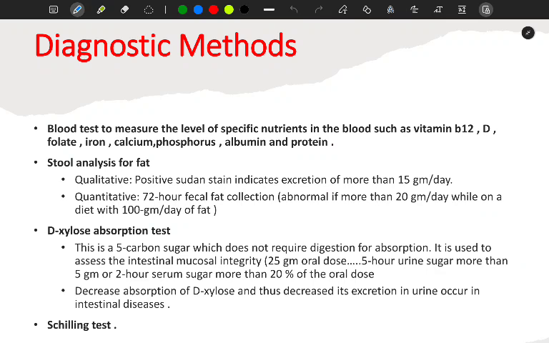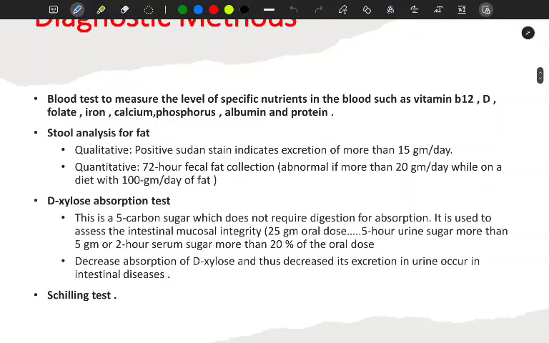This is malabsorption. The 72 hour D-xylose absorption test: this is a 5-carbon sugar, which is labeled, that does not require digestion to be absorbed. So it is usually absorbed easily, by diffusion, with no need for enzymes to digest. It is used to assess the intestinal mucosa integrity. 25 milligrams of such oral dose. After 5 hours, we measure the urine sugar, more than 5 grams, or 2 hour serum sugar more than 20% of the oral dose should be normal. If less than that, this is malabsorption, because the integrity is not there, destructive. Decreased absorption means decreased excretion in the urine, which means we have intestinal disease.